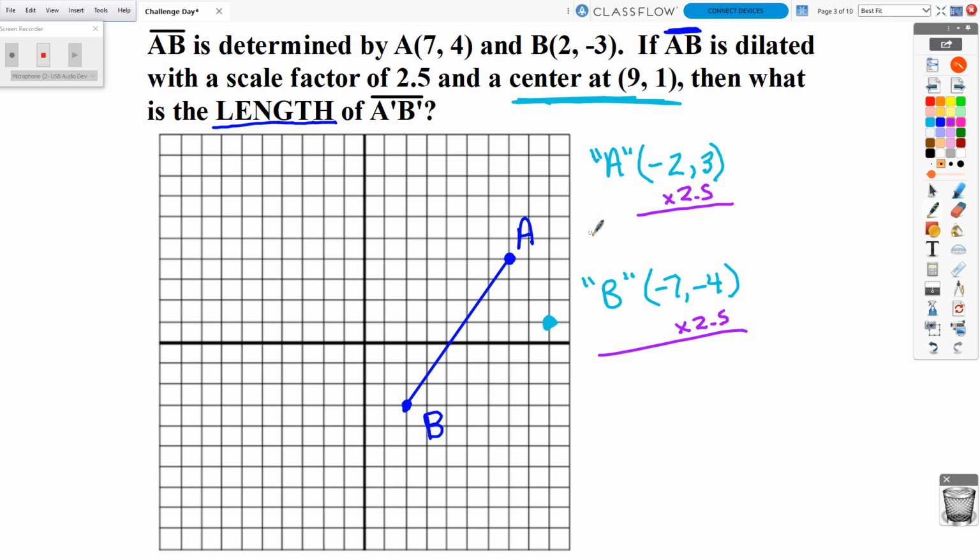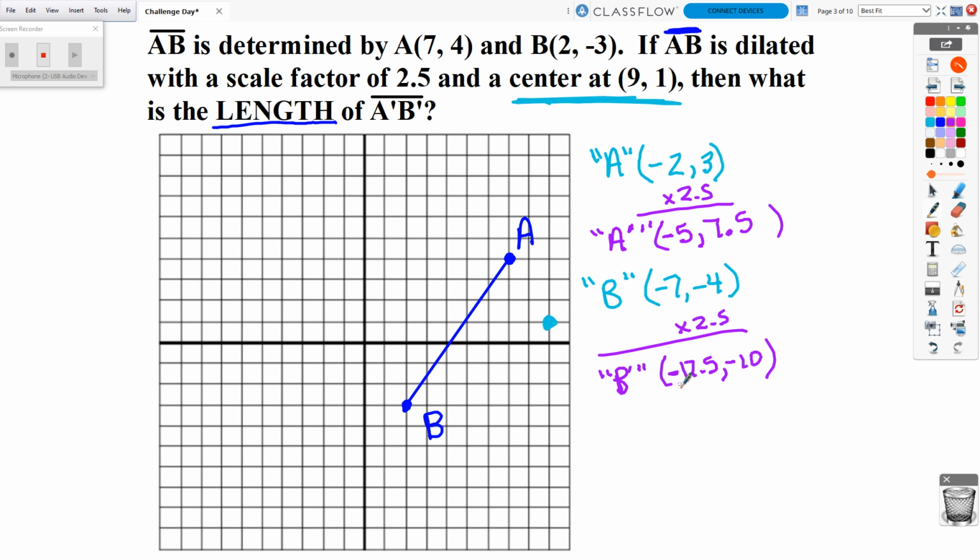So now pretend A prime is going to be located at -5, 7.5. Oh, no, shoot. Not pretend B prime, pretend A prime. Get with it, Mr. G, come on. Now pretend B prime is going to be located at, so 2.5 times -7. Geez, oh Pete, who made up this problem? What is that, -17.5? And then -4 times 2.5 is going to give me -10.